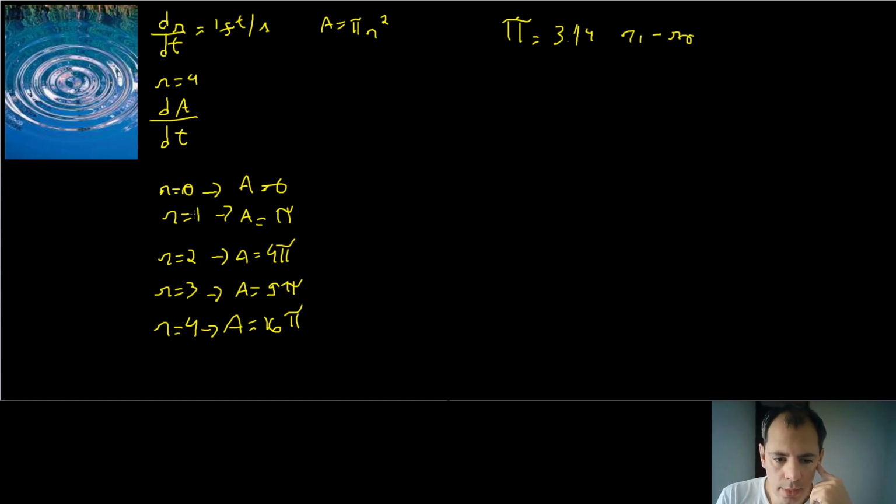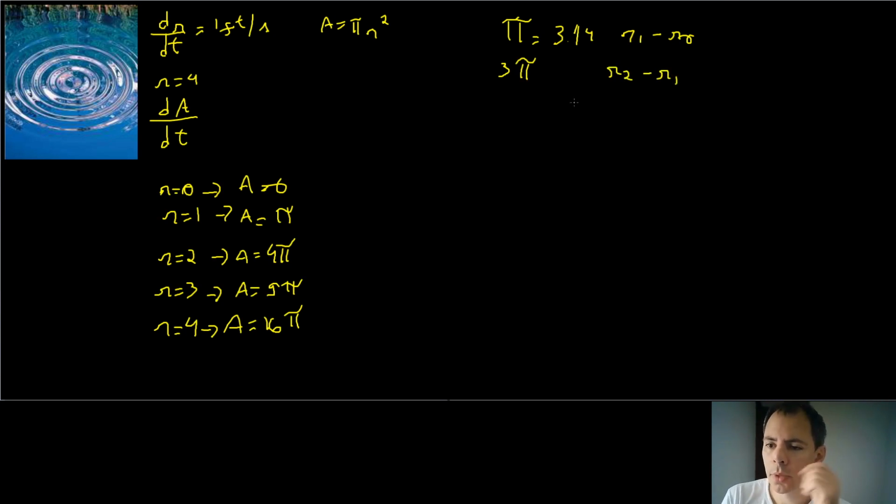Now, when the radius changes from 1 to 2, what do you have? It's a little bit hard to explain, but it's going to be 4 pi minus pi, that's 3 pi. So I'm just going to write 3 pi here. That is the change when the radius is 2 minus when the radius is 1.